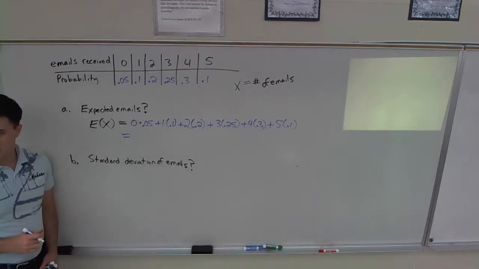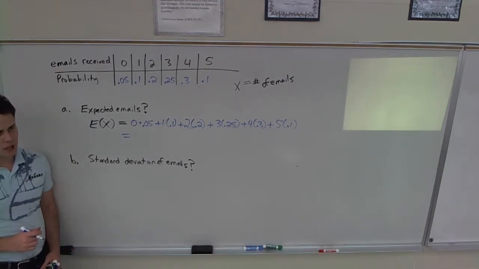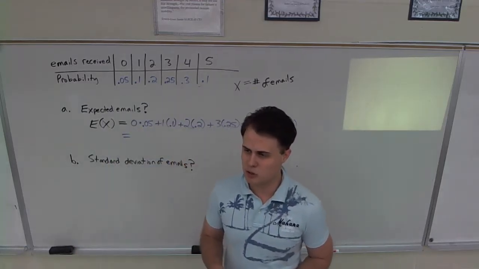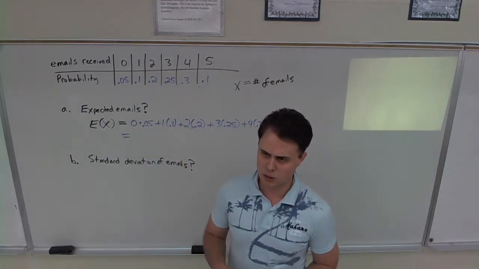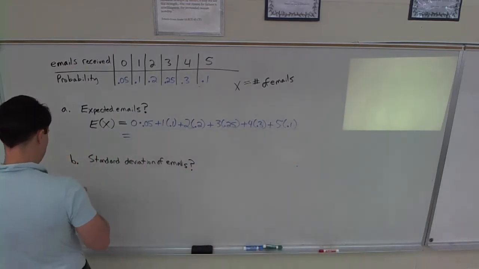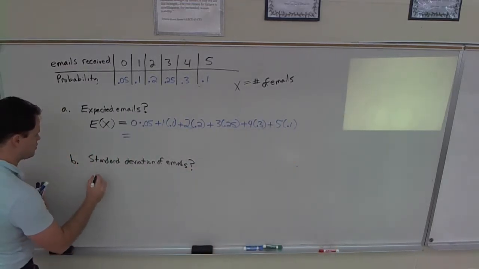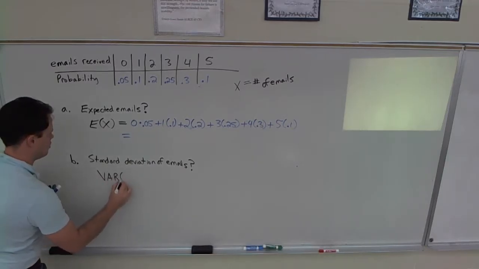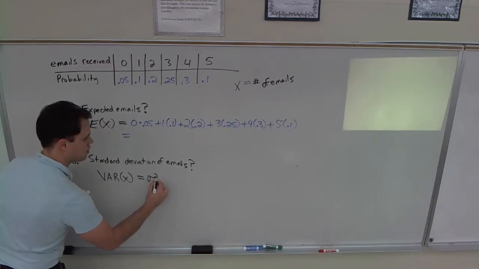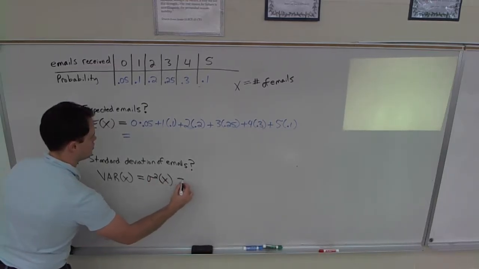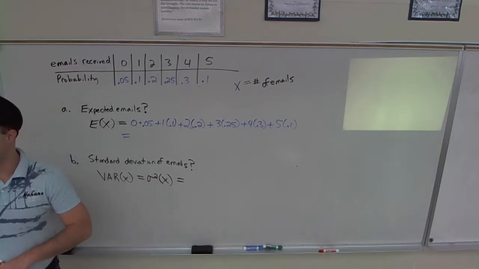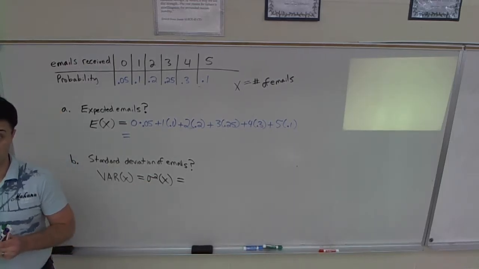They also asked for the standard deviation of emails. When we do standard deviation in situations like these, and for much of the year, honestly, we don't start by doing the standard deviation. We start by doing the variance. So we're going to find the variance of x, otherwise known as sigma squared of x, right? I like to write it like this sometimes because it reminds me that there's a squared, which is going to be big time today.